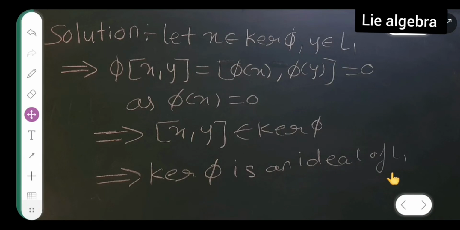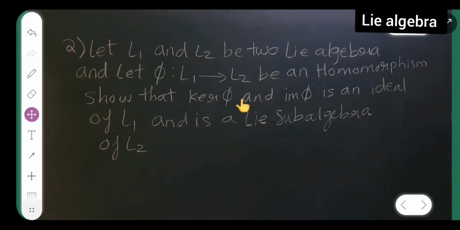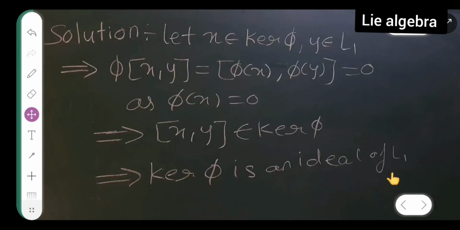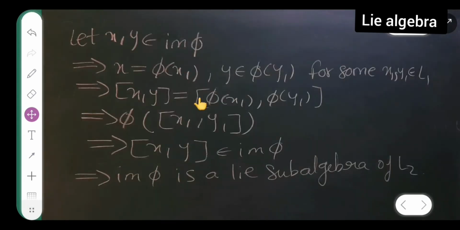Okay, now what am I supposed to show? The kernel of phi is an ideal of L1, I have shown. Now I have to show that the image of phi is a Lie subalgebra of L2, right? Let me start with that. So let x comma y belong to the image of phi. This is nothing but the image of phi, okay? Now this implies x is equal to phi of x1, y is equal to phi of y1, for some x1, y1 belonging to L1.